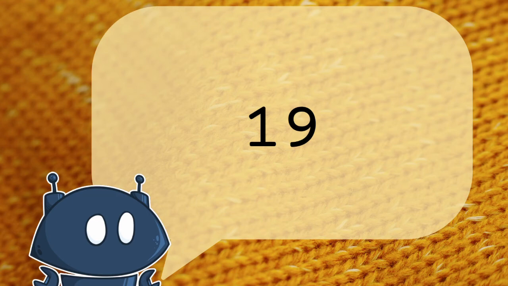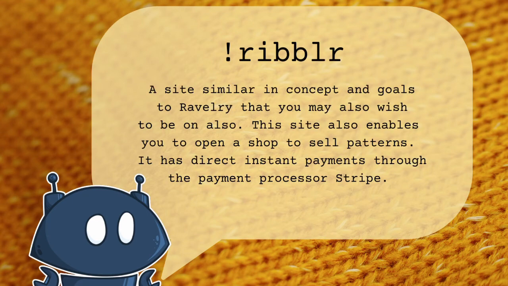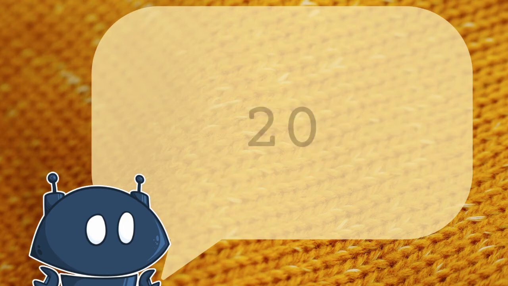Number 19, Ribbler. Aside from the fact that the format is almost totally different, Ribbler and Ravelry are very much the same in that they are for selling and exchanging patterns and running shops so that you can get paid for your creative endeavors.